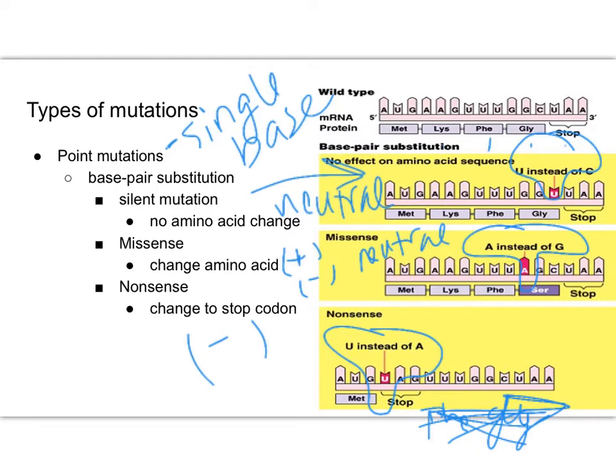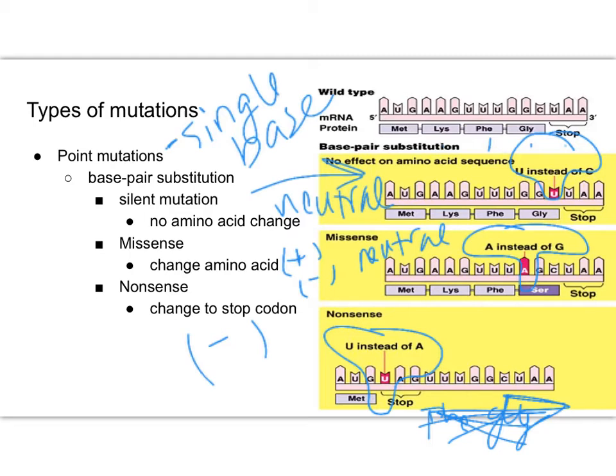That's how the cell knows that the protein is over and we don't need to keep adding to it. So whenever I get a stop codon, it will do that. And so that's going to end up being a negative mutation. You're cutting these proteins short, so they are definitely not going to work like they should.